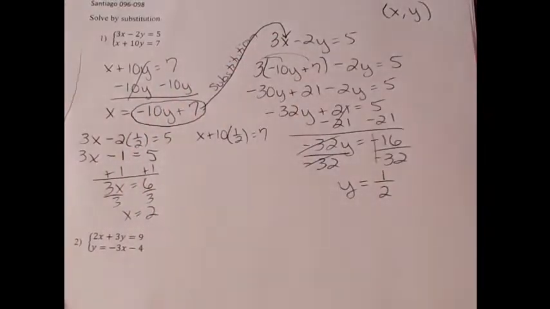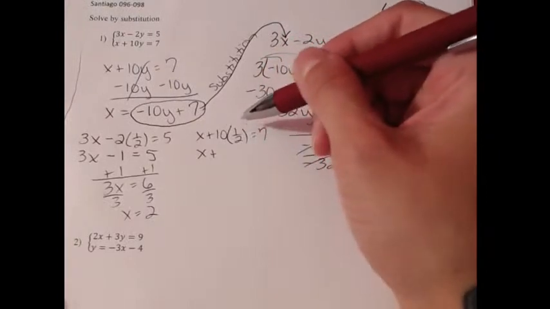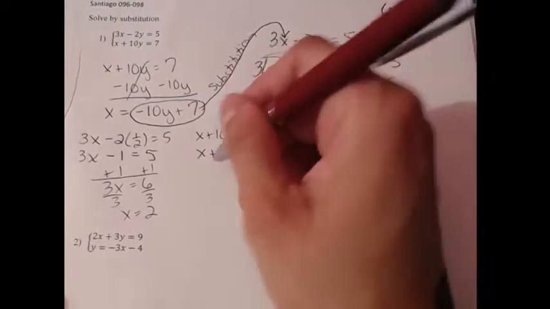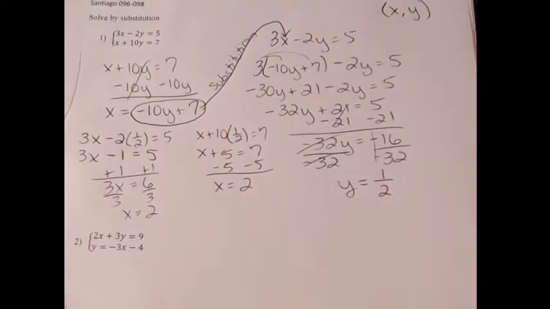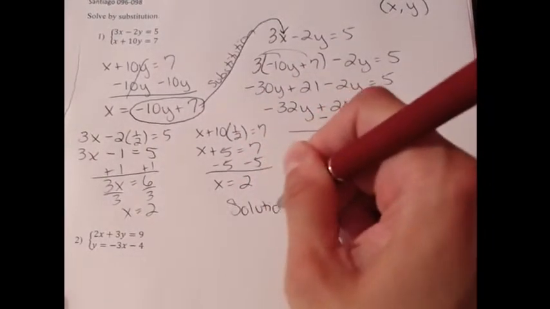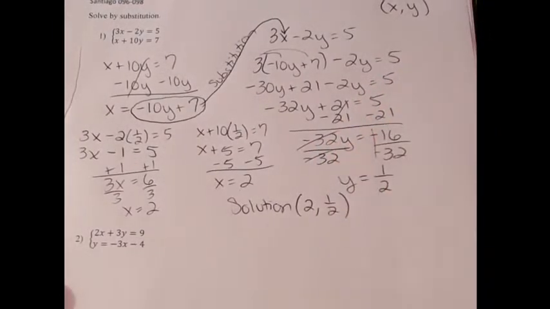Let's try it again. x plus, and then 1/2 of 10, or 10 times 1/2, again, 1/2 of 10 is 5. If we subtract 5 from both sides, we get that x is equal to 2. Awesome. So just like that, we can say that the solution is the ordered pair 2, 1/2.